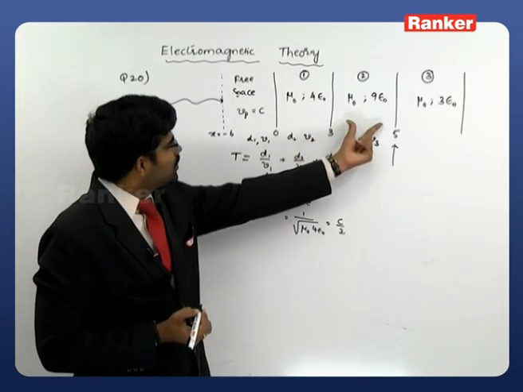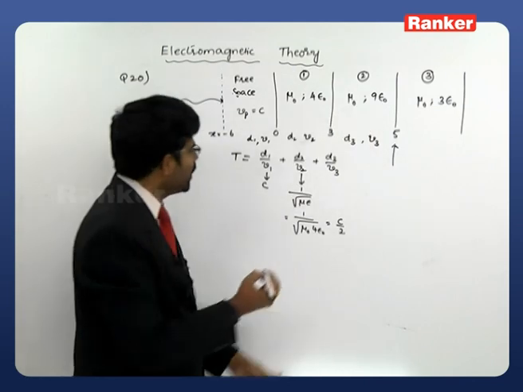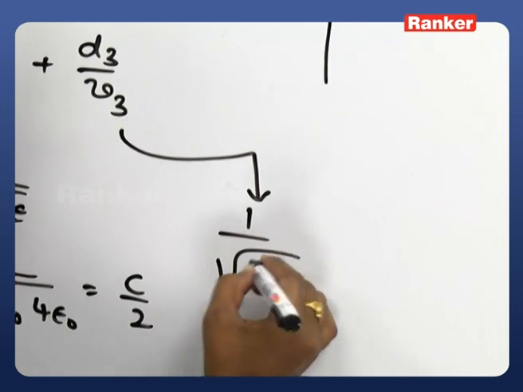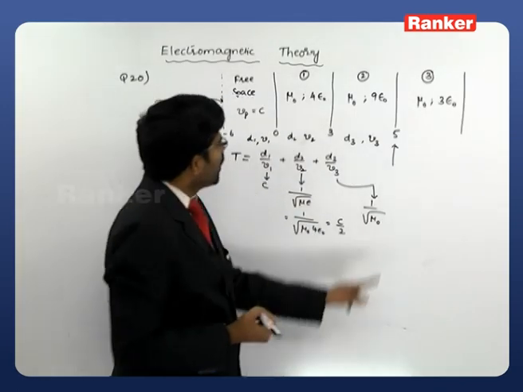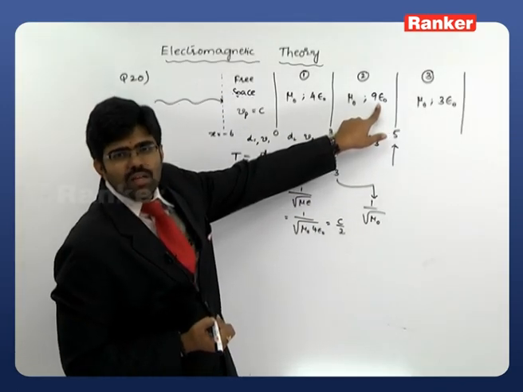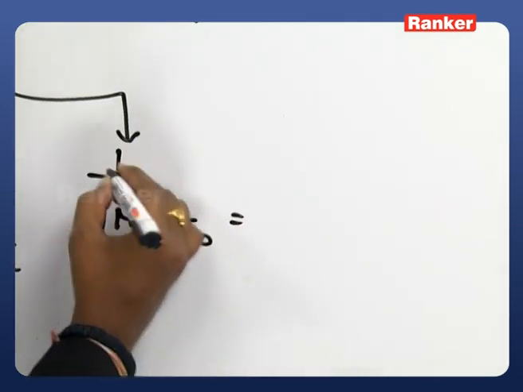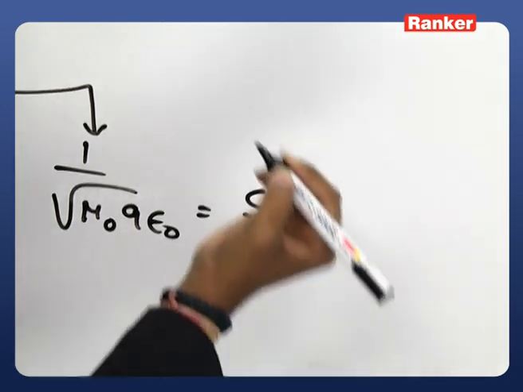And go to the velocity 3. In velocity 3, what we have is simply 1 by under root, once again mu naught, and instead of epsilon we are supposed to take 9 epsilon naught. So directly this can be written as c by 3.